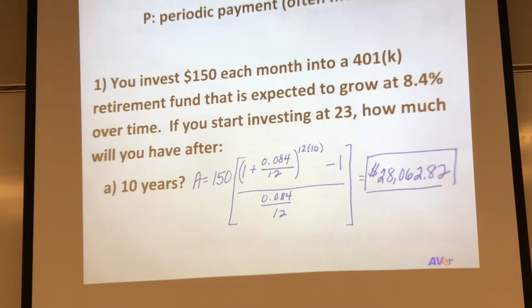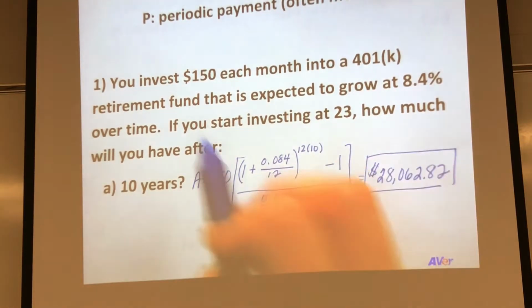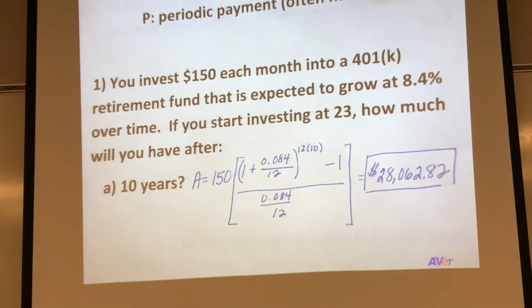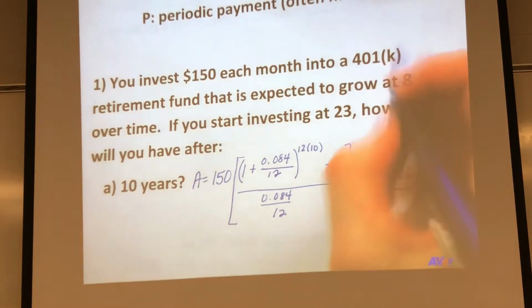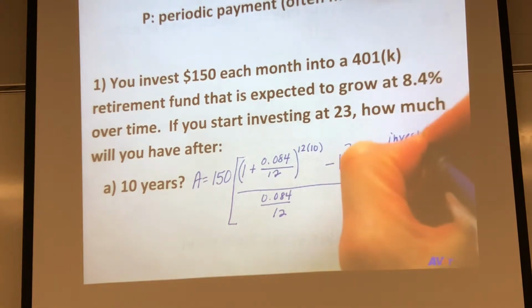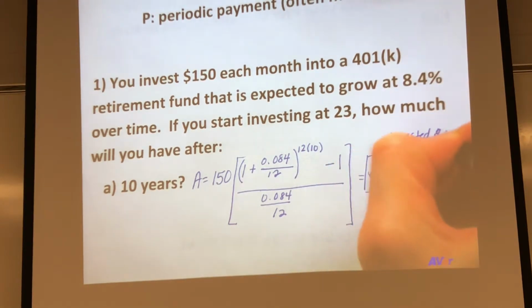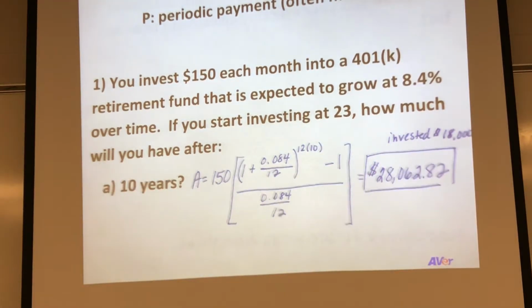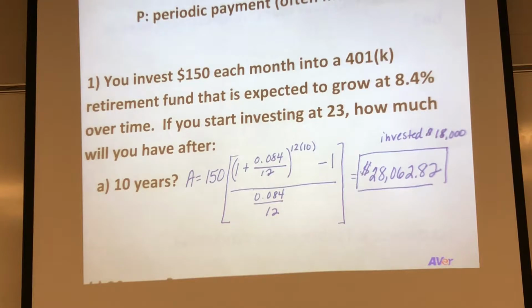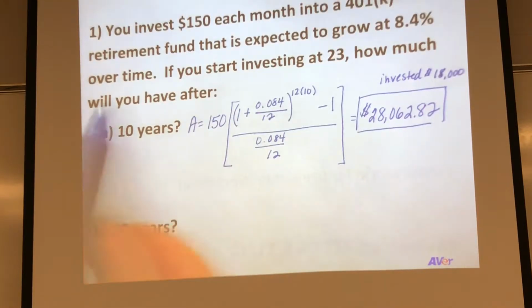What's pretty cool about these things is if you take 150 times 12 months a year, you're investing $1,800 a year times 10 years. So you took your own money and you put in $18,000, but you're getting $28,000. So by doing nothing, you made $10,000. Not too bad. But most of us don't retire in 10 years.